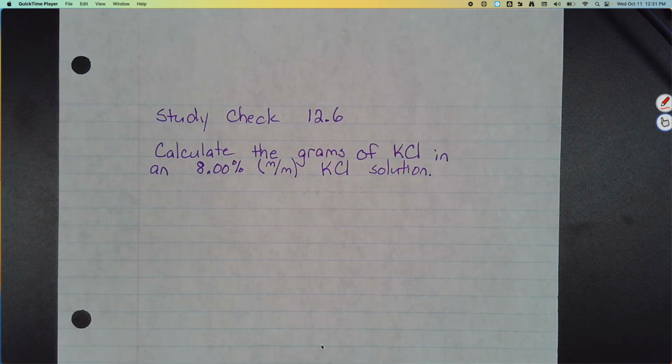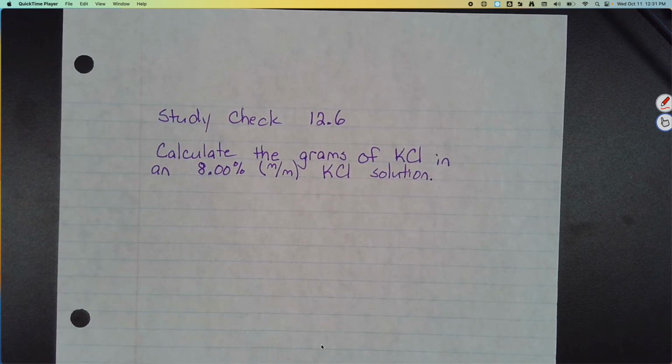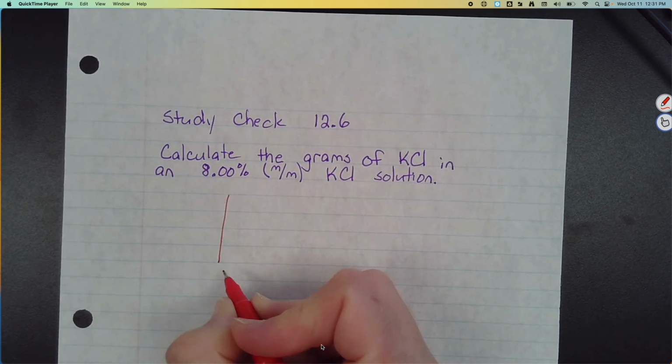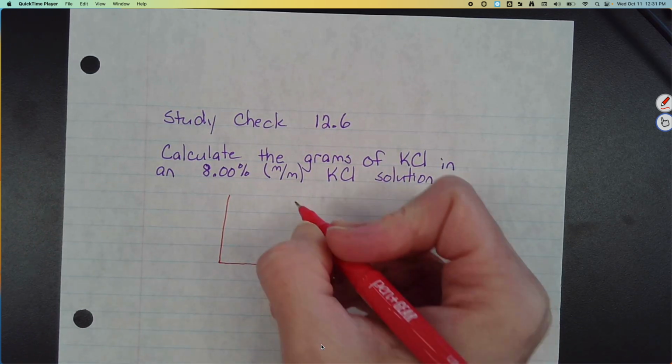First one here, we're going to do study check 12.6. And this is just calculate the grams of KCl in an 8% by mass KCl solution. Now, I am a big pictures person in terms of trying to get people to understand what's going on. So, I'm going to draw a picture of my solution because I think it helps.